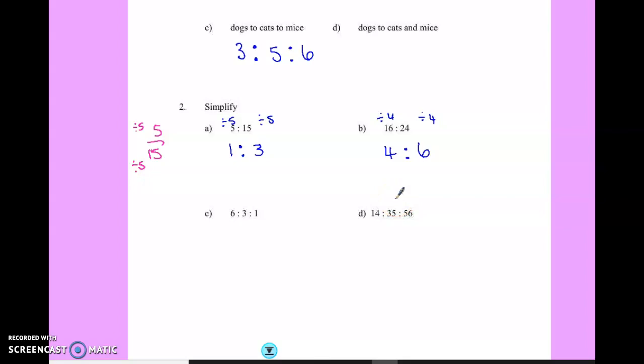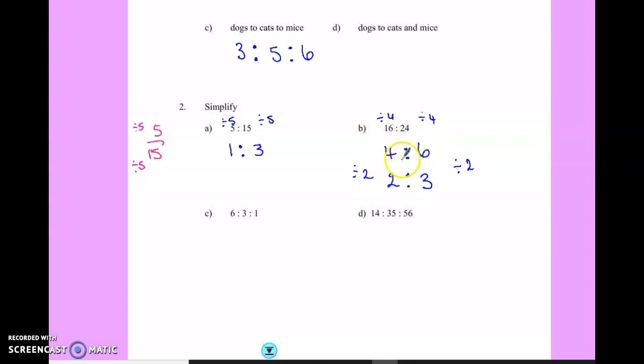If they both end in 0 or 5, they're going to divide by 5. If you're not very good at your times tables, you might want to check these. Also, you can do this on your calculator. I'll get my calculator up and show you in a second. Both these sides are still divisible by 2. 4 divided by 2 is 2. 6 divided by 2 is 3. Now, if we'd divided by 8, we'd have gone straight to 2 to 3 without having to do this step in between.